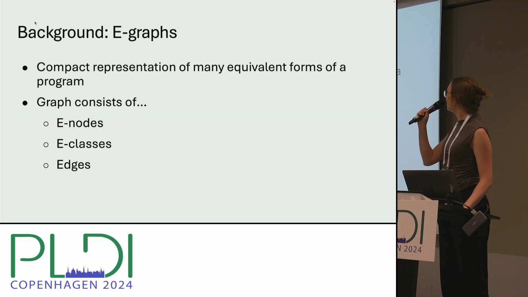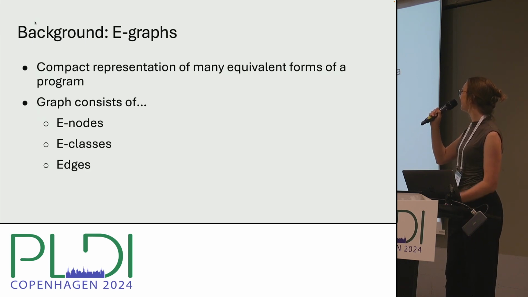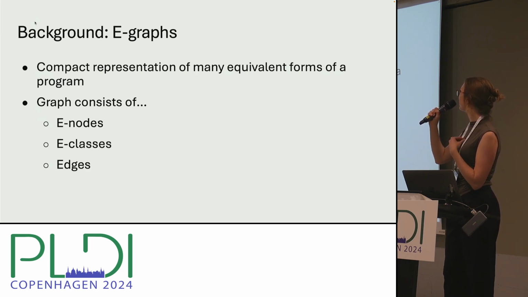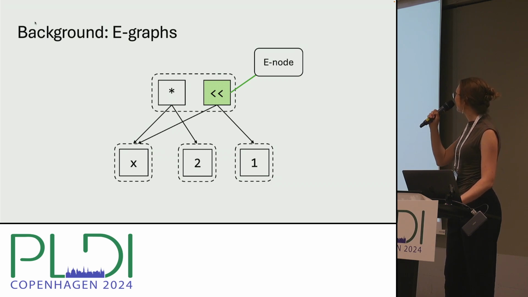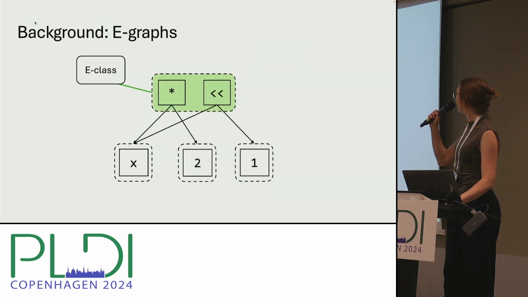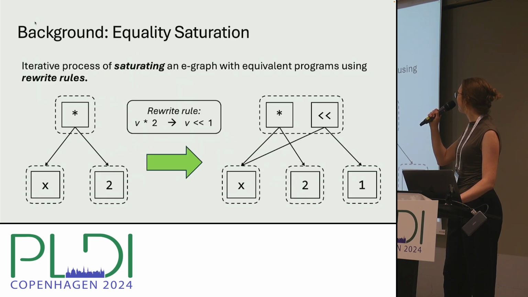So first of all, obviously, we don't really need this slide, but EGRAPHS, considered, for me, in this application, are a compact representation of many equivalent forms of a program. So we have our little canonical example, x times 2 and x left shift by 1. E nodes are in solid lines, and then the E classes are in the dotted lines. E classes contain E nodes that represent the same expression. Edges are always from an E node to an E class. And then equality saturation, you iteratively apply rewrite rules until you can't anymore.